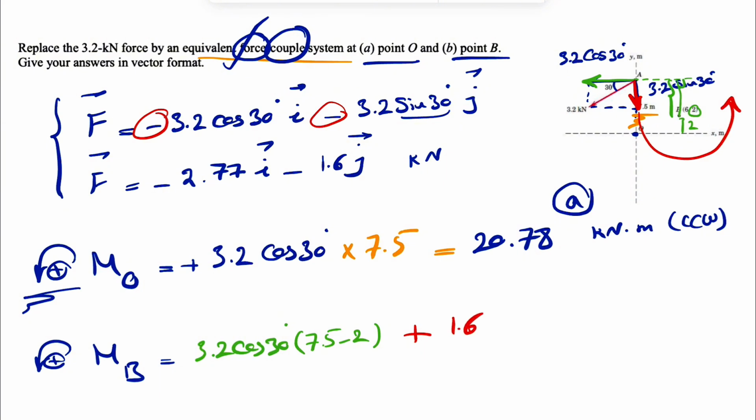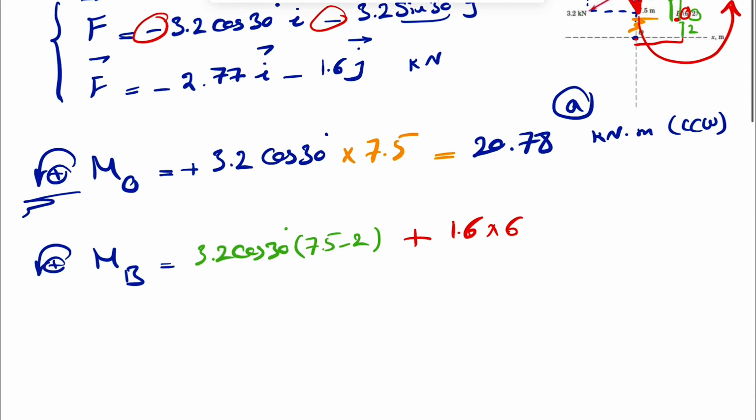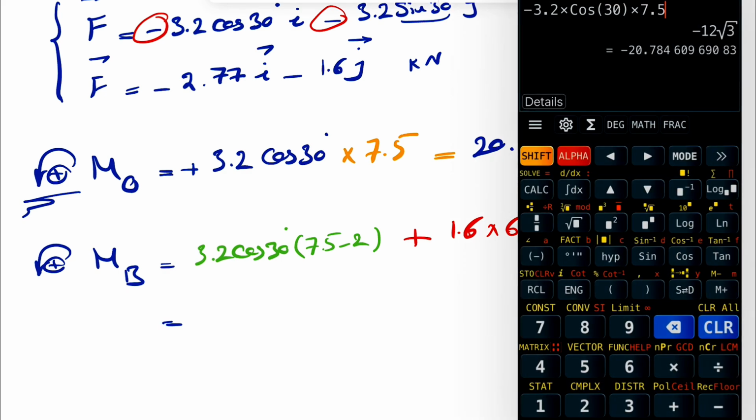So the force is 1.6. And now we have to figure out the distance from B to here, which is basically the x component of our point B, or 6. So this will be times 6. And we just have to calculate this and we're going to get the final answer.